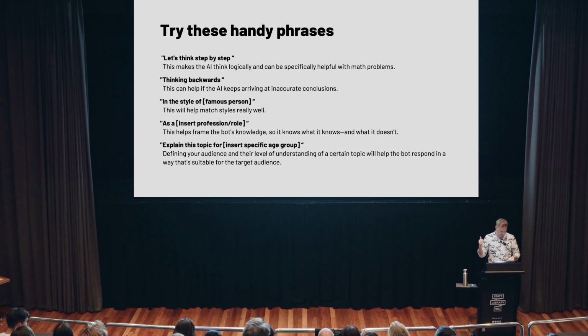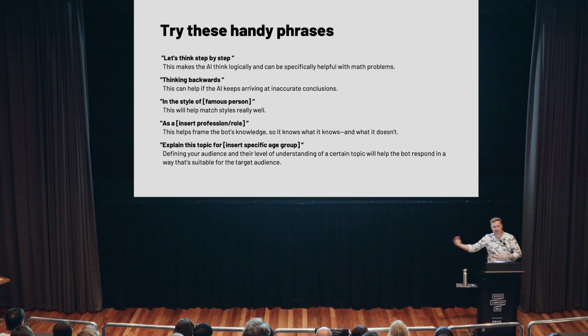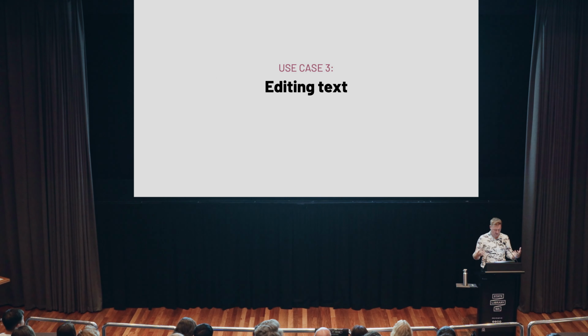Poems are pretty fun and interesting to read. As a profession is a good one. So, as a primary school teacher, describe the concept of artificial intelligence to somebody that is 5 years old or something. And you will get a really useful breakdown of that, done in a way that a teacher would explain it and that targets the right sort of age bracket or audience. Editing text.